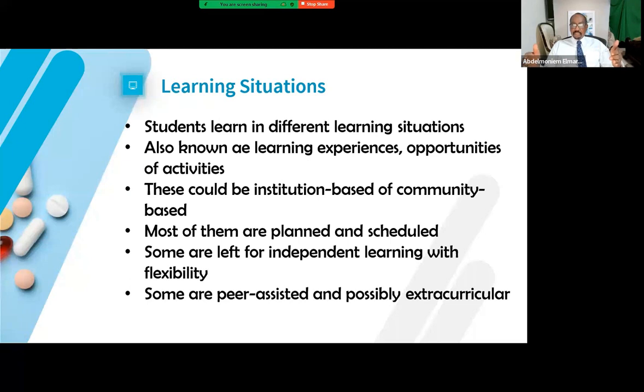So learning situations are the situations in which the students learn. They gain knowledge. They reinforce knowledge, they gain skills and master them, they gain attitudes and polish these attitudes. Most of these learning situations are planned and scheduled. They are put in a timetable, and by the way, they are called planned learning experiences, PLEs. Most of them can be planned and scheduled, but some are left for independent learning with some flexibility. Some are peer-assisted and possibly extracurricular. Some of the activities or situations could be extracurricular activities.